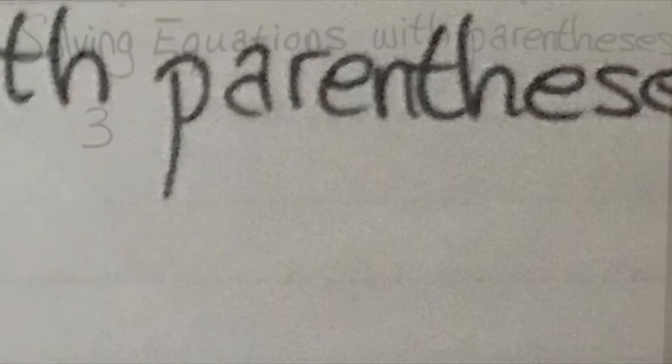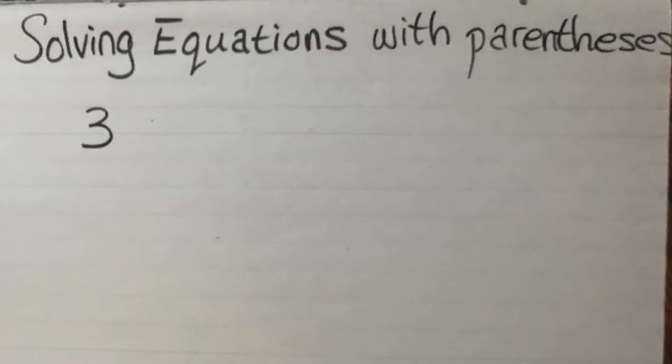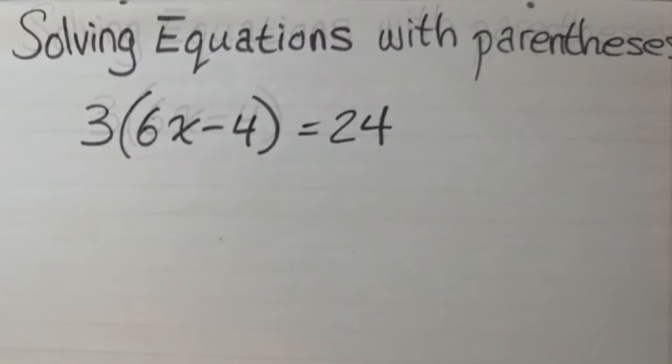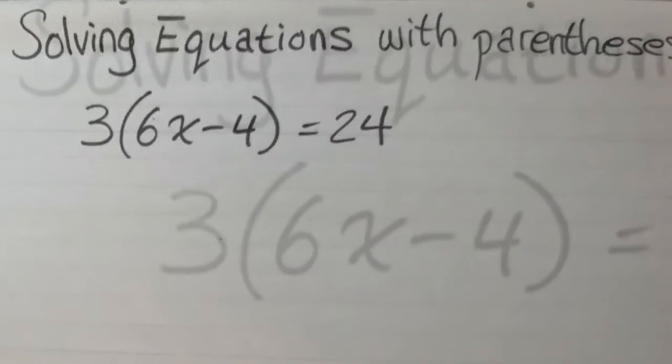We're going to be trying to solve equations with parentheses in this video. As all of you guys in 8-7 and 8-8 know, if an equation has parentheses, that's usually going to be your first step. So here, let's say we have a number like 3 outside the parentheses, and inside the parentheses, we have 6x minus 4, or 6x negative 4. And altogether, let's say this equals 24.